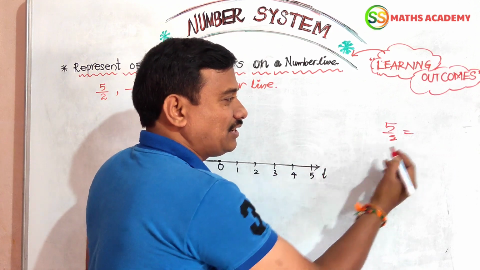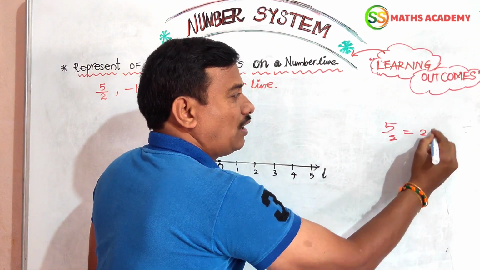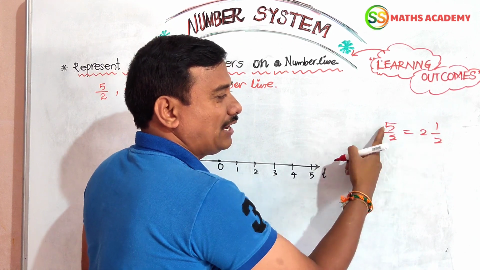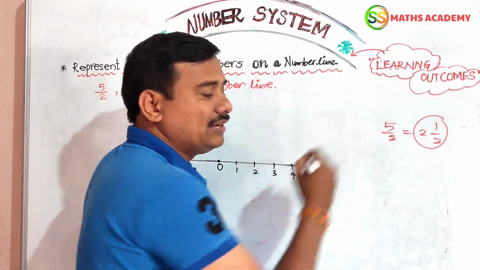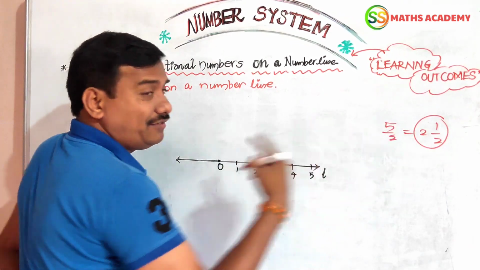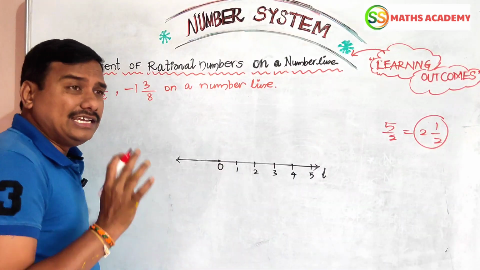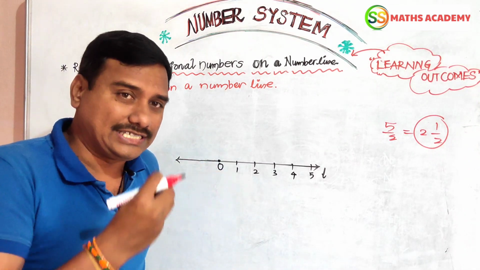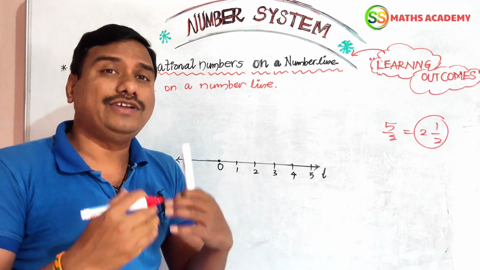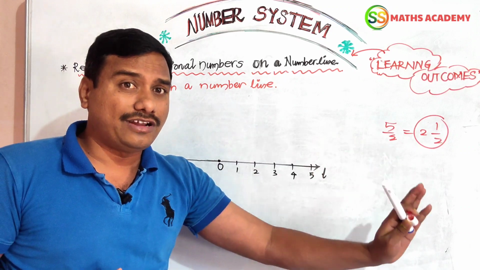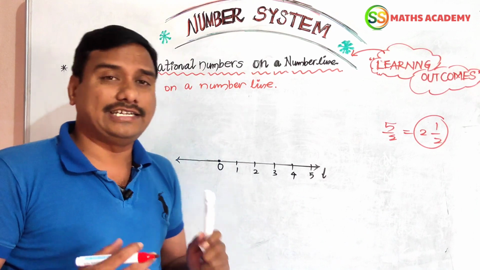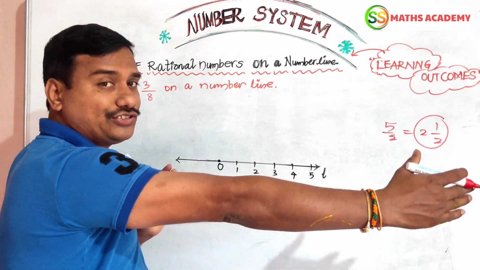What are the mixed fraction conditions, friends? 2 twos are 4, plus 1, so 5 by 2 is 2 and 1 by 2. We are getting a mixed fraction. Now we have to locate this number on a number line, which is very easy. First we have to know whether the number is located on the right side or the left side of the number line. This number is positive, so it will be located on the right side of 0.